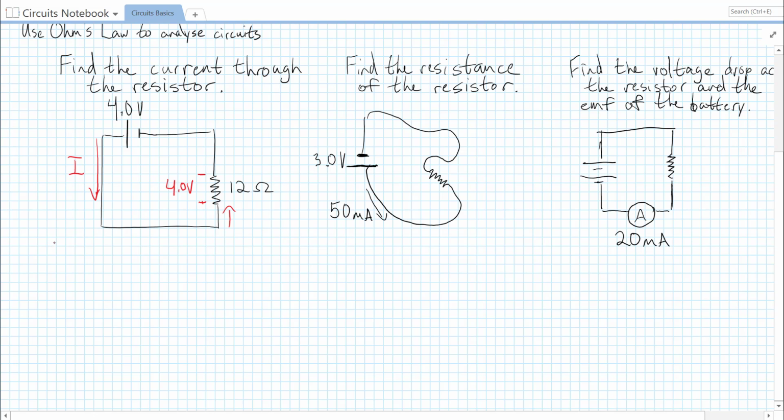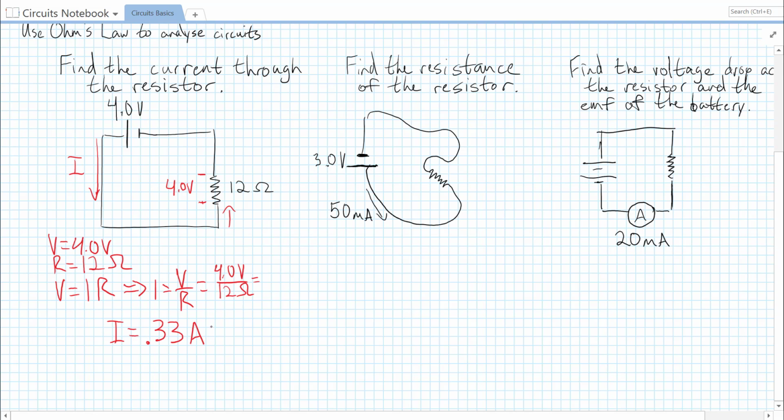Our givens are voltage equals 4.0 volts and resistance equals 12 ohms. Our equation is just V equals IR. We're going to solve for current, so I is equal to V over R. When we plug in our numbers, we get 4.0 volts per 12 ohms. 4 over 12 will give us a current of I equal to 0.33 amperes.